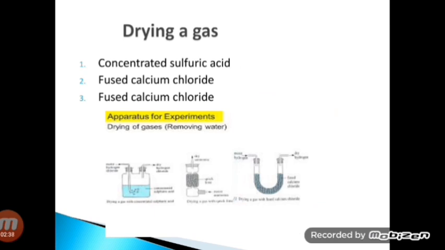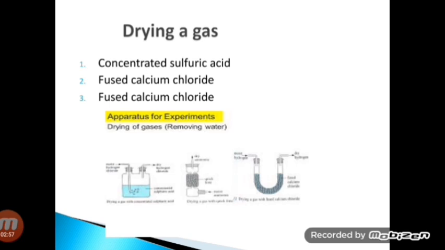Drying a gas. Now it's very important to dry a gas. Why is it important? Because sometimes we need to use a dry gas in an experiment. So we can dry a gas by passing it through a drying agent. It's very important to have a drying agent in order to dry a gas. Without a drying agent, we will not be able to dry gases, right?